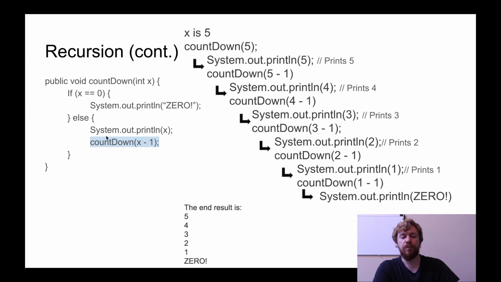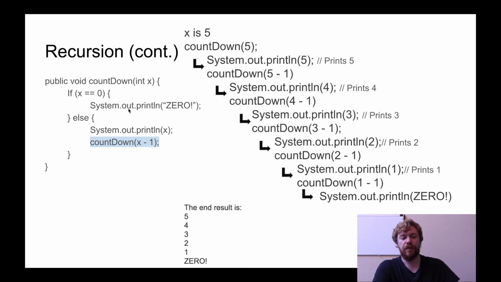until eventually we reach a point where x is equal to 1. And you'll notice, once x is equal to 1, we call countdown x, or 1, minus 1, which is countdown of 0. And so in that particular method call, x is equal to 0. Is x equal to 0? Yes. So we print 0. And what you'll notice here is that in this particular if statement, there's no recursive call. There's no countdown call. And so this is what is telling you that the recursion has ended.